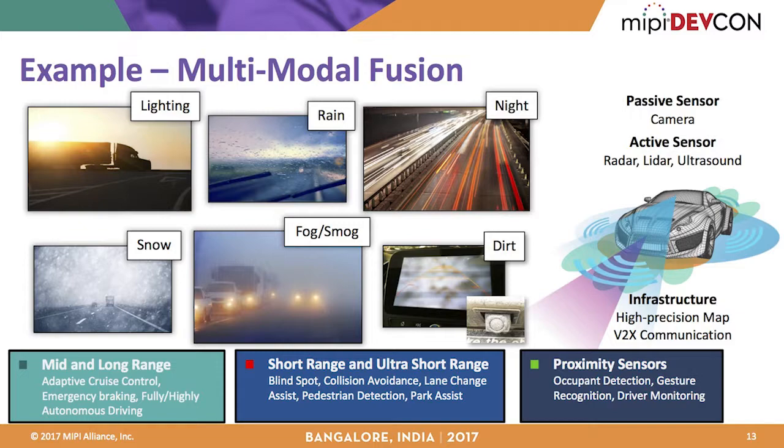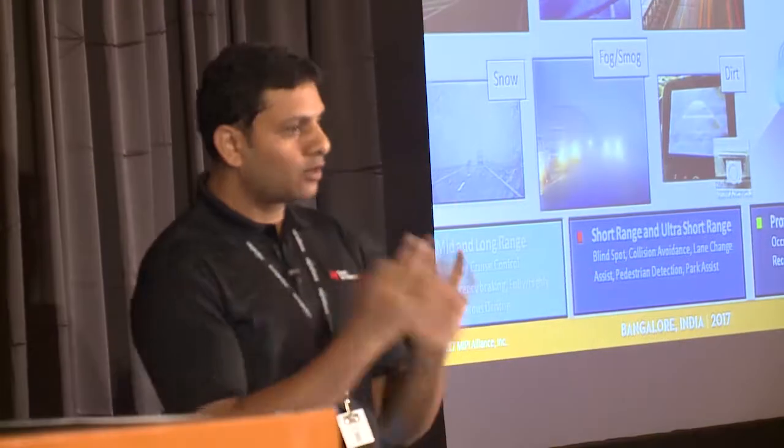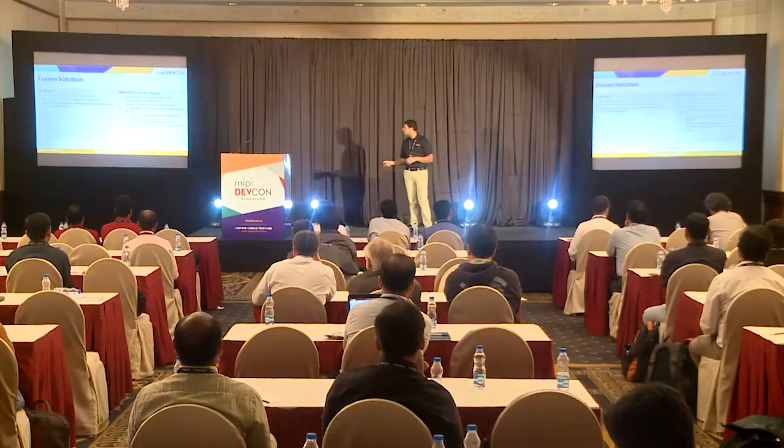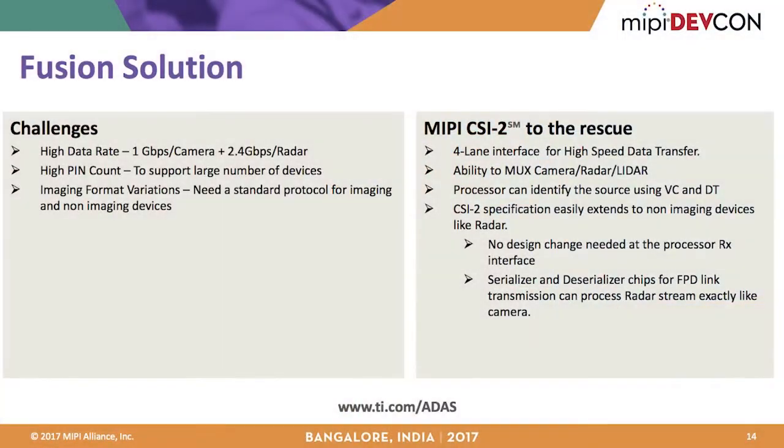The problem: a lot of data to process and a lot of data to acquire. So the challenge is, again, high data rates. If you take a very simple system with just 1 camera and 1 radar, you're looking at 3.4 gigabits per second. High pin count, again, the more devices, the more pins. And imaging format variations. The format of a camera is going to be different from a radar output format, from an ultrasonic output format, from a LiDAR output format.